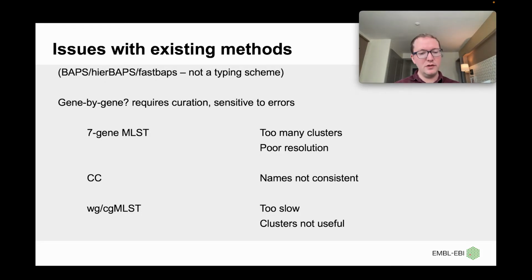Particularly, going chronologically forward, 7-gene MLST has too many clusters because of an unfortunate choice of one of the genes in the scheme. Its resolution is also obviously limited, so there's no subclustering. Clonal complex is out because the names aren't consistent. Whole genome or core genome MLST is a nice advance, but we found that it was likely to be too slow, still not particularly robust to errors, and also that the clusters you got out of it weren't actually particularly useful for the analysis we wanted to do.